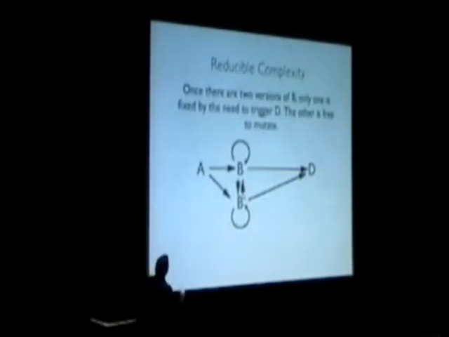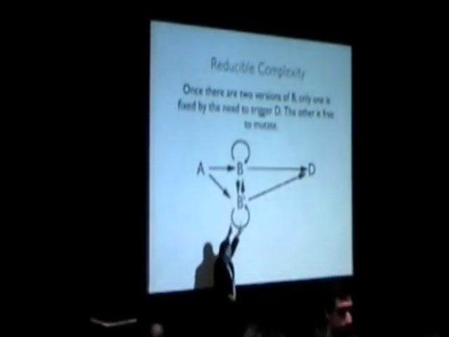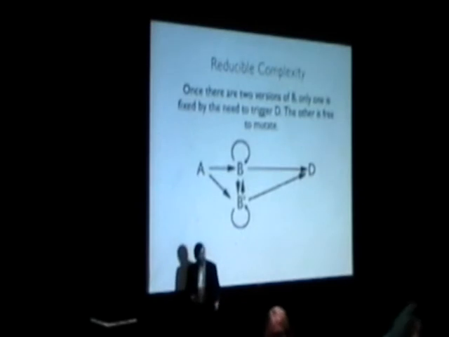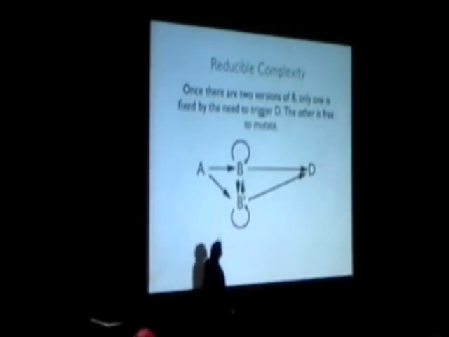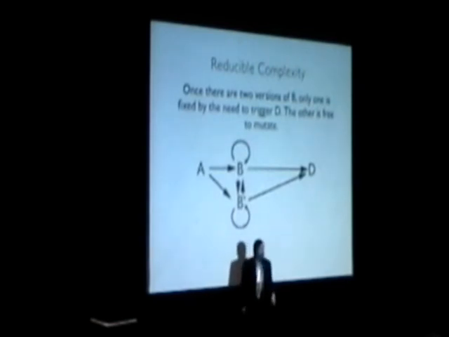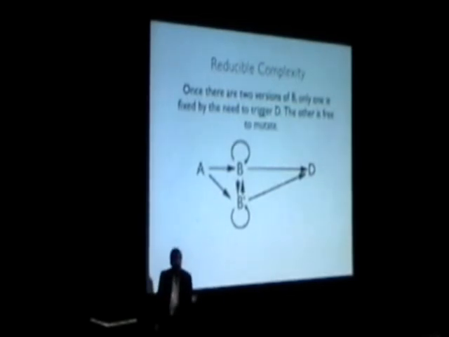Okay. Now, because there are two versions of B, and you only need one to trigger D, you can have changes. These two genes can now mutate. And they can change in interesting ways. One not so interesting way they can change is that you can have an entirely knocked-out one. Then you've just got a dead gene sitting there. But the organism doesn't care because it's got two copies in it. But you can also get subtle changes that change the behavior of these two proteins. The next slide.